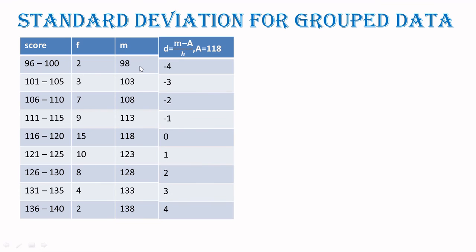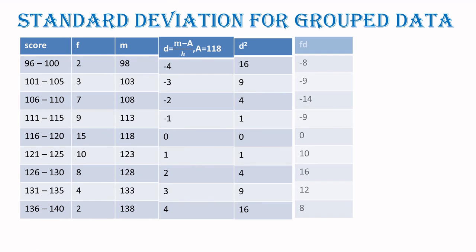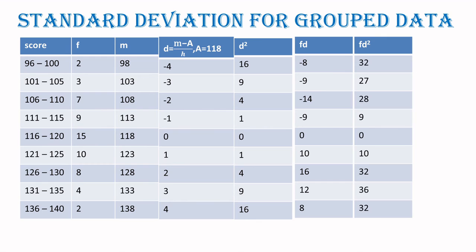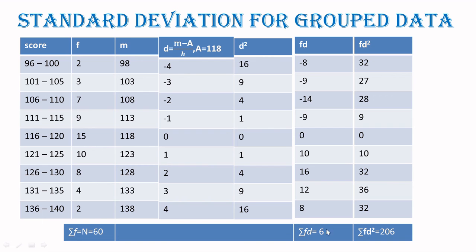Substituting the values for each and every class, we will get the values like this. Now again it's the same, we need to find d square, fd and fd square. As we have divided by h here, even while finding the standard deviation we will find a difference in the formula. That is how we have two different formulas for finding standard deviation. It all depends on the way we calculate the deviation in this data. So now we need to find sigma f, sigma fd, sigma fd square. Let us write down the values here.